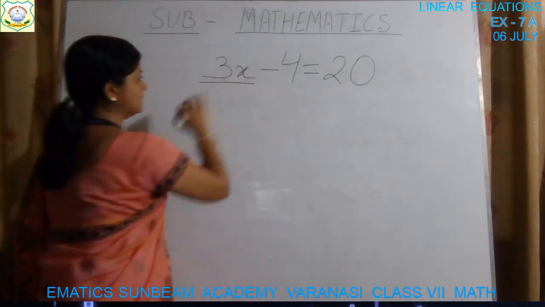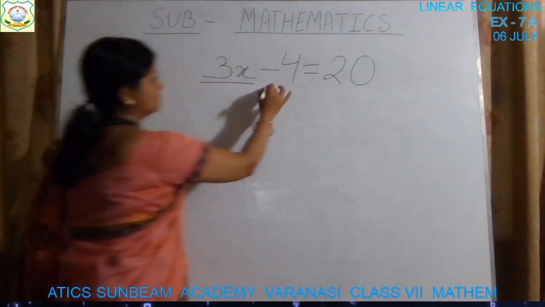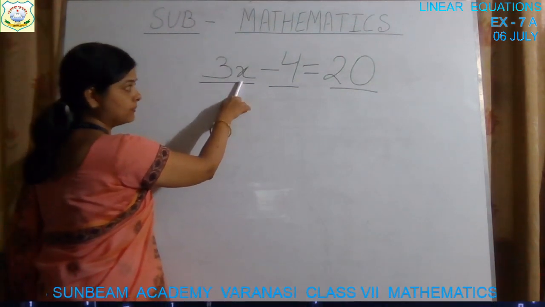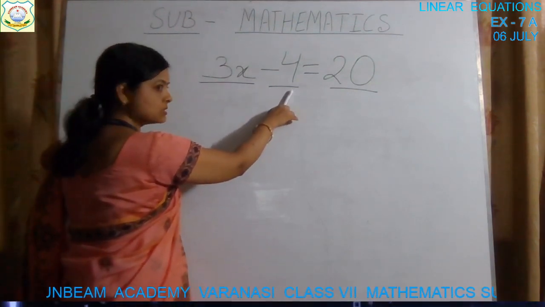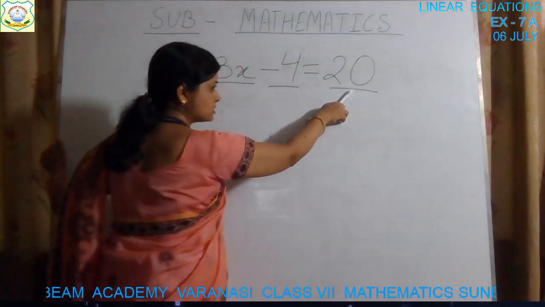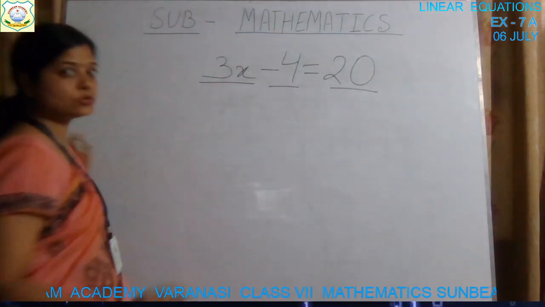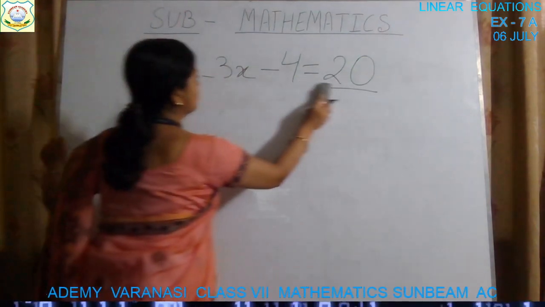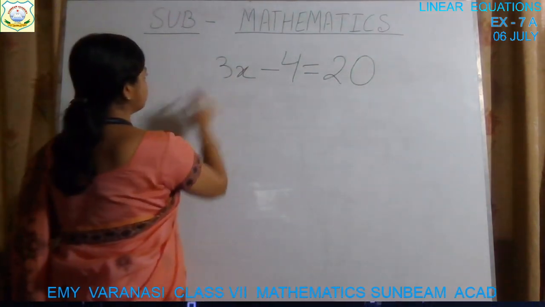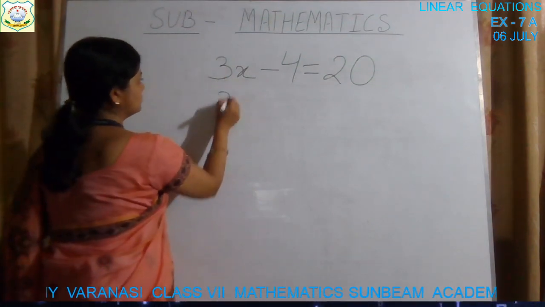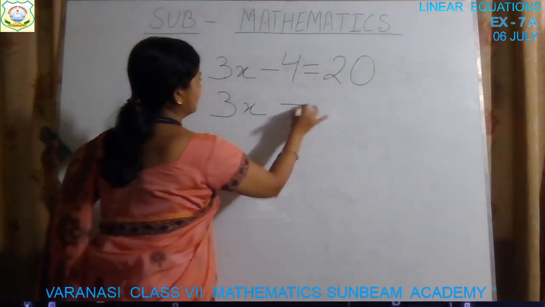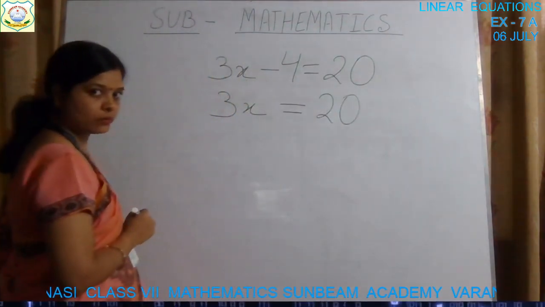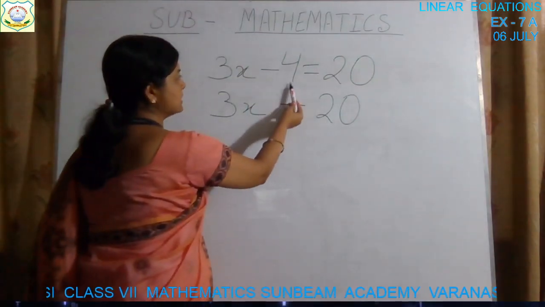This is the variable term, which contains the variable. This is a constant term, only a constant number, no variable. 20 is also a constant term. So I am going to separate the variable term on one side and the constant term on the other side. Now keep 3x on this side. 20 is already on the right hand side.